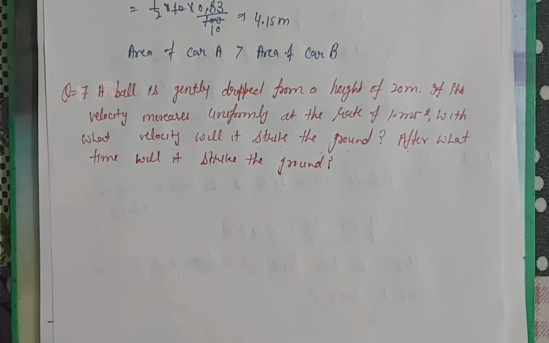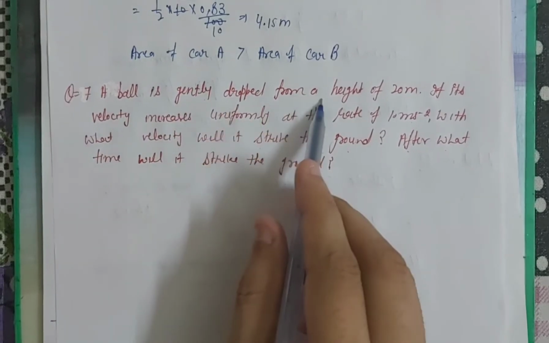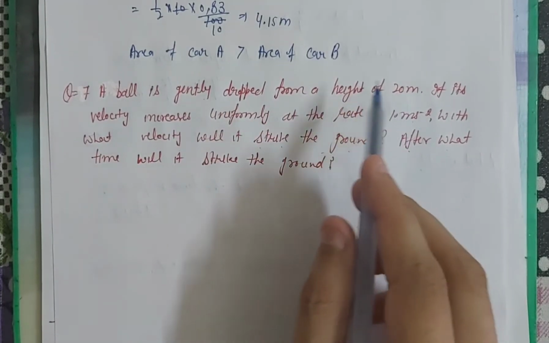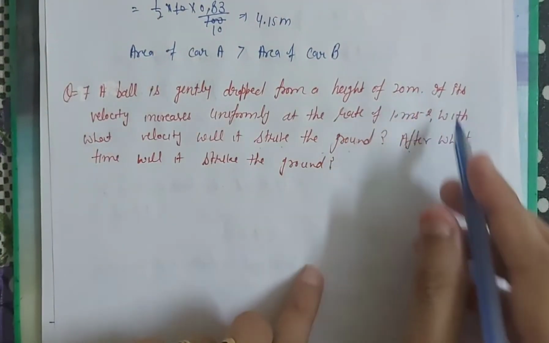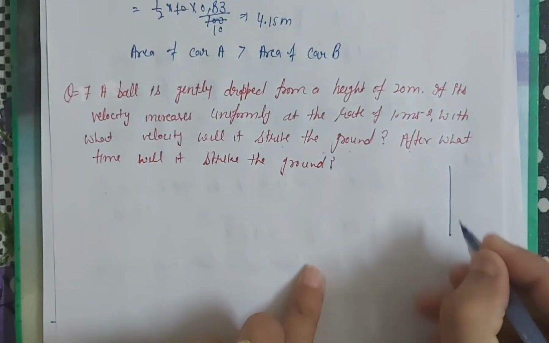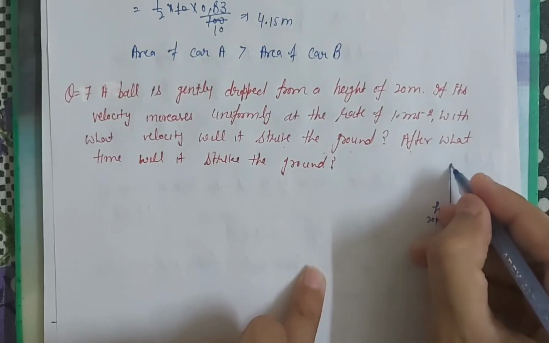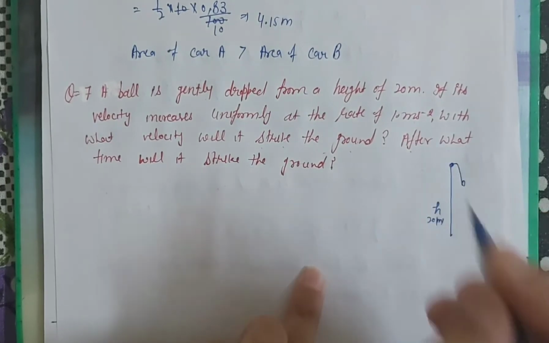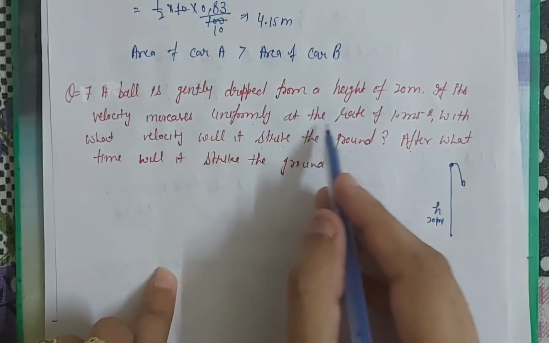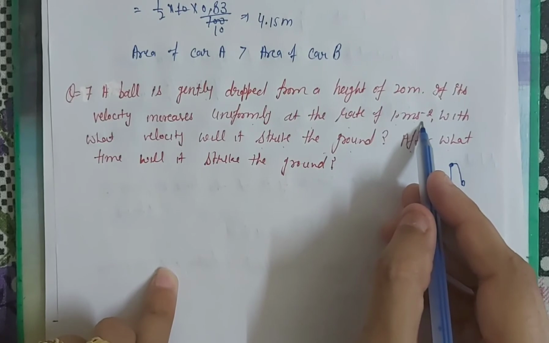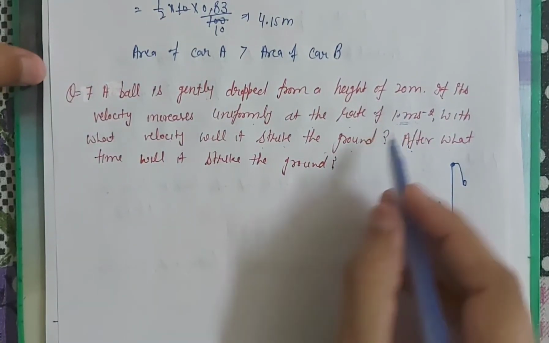So dear students, what is given in this question? In this question it is said that a ball is gently dropped from a height of 20 meters. We have a ball which we have dropped from a height of 20 meters. That means suppose this is the height, and this is 20 meters, and suppose there is a ball and we have to drop it on the ground. If its velocity increases uniformly at the rate of 10 meters per second squared, this is the value of the acceleration. So the distance value is given.